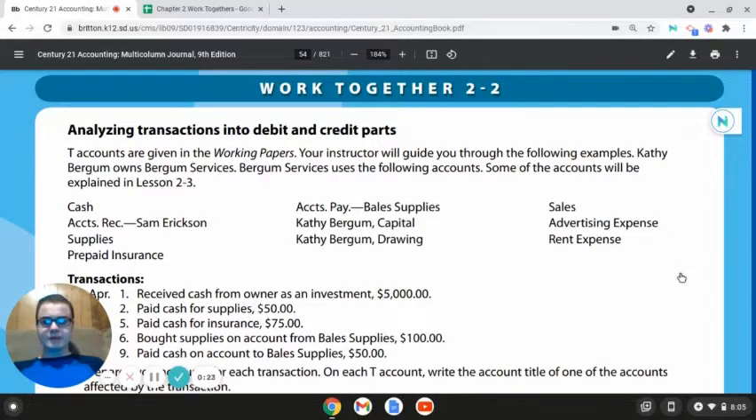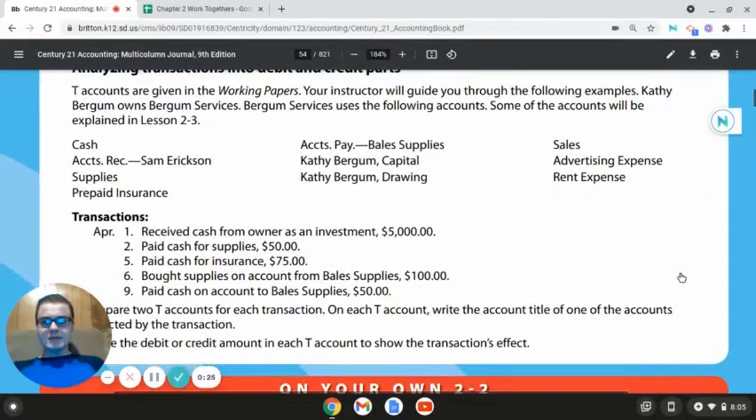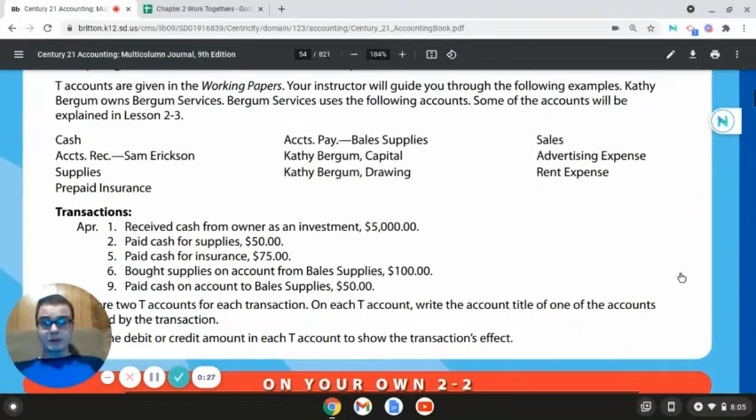and credit parts. So the instructions say, T accounts are given in the working papers. Your instructor will guide you through the following examples. Kathy Burgum owns Burgum Services. Burgum Services uses the following accounts. Some of the accounts will be explained in lesson 2-3.